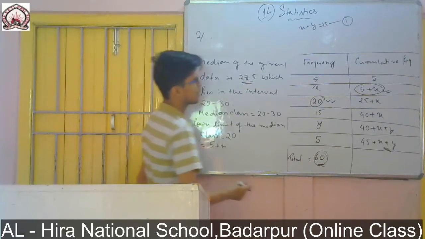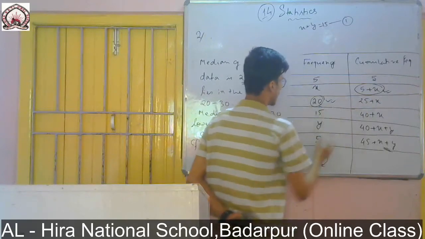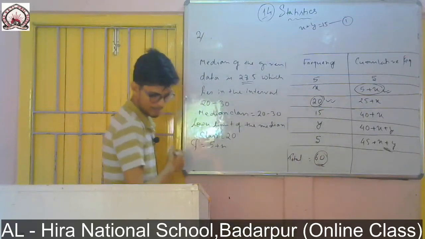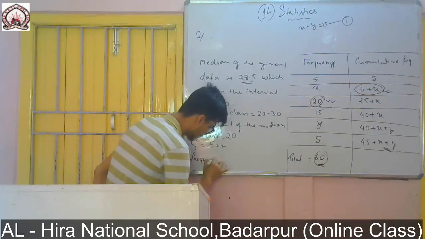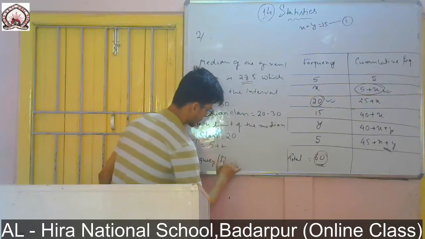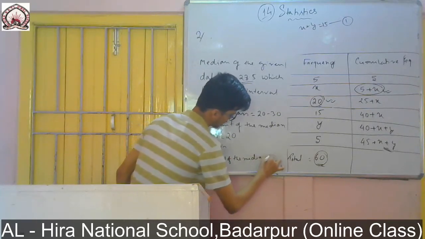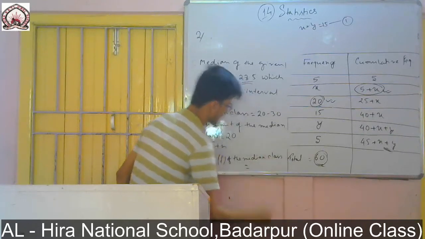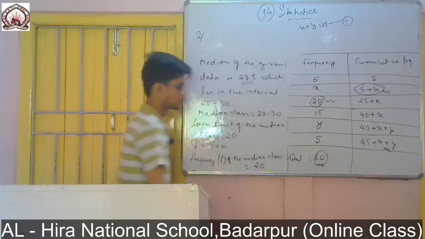Now I need to find the frequency. The frequency of the median class is 20. So f will be the frequency of the median class. You write here: frequency f of the median class is equal to 20.